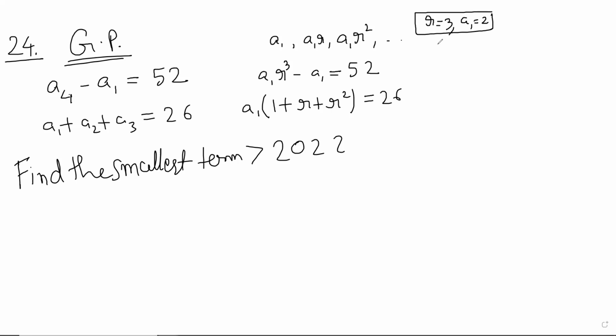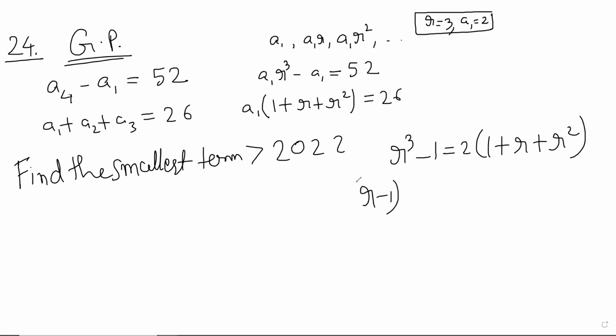Sir, I divided both the equations, so A1 got cancelled. So (R cube minus 1) by (1 plus R square), that is R minus 1, is equal to 2. So you have cancelled this thing, yes, because of the factorization. But that is not incorrect. Let's see. Aparna, have you done the same thing or anything different? I did the same.